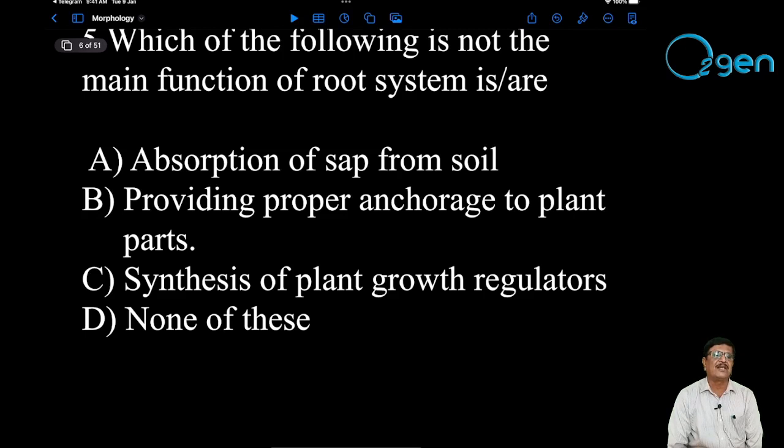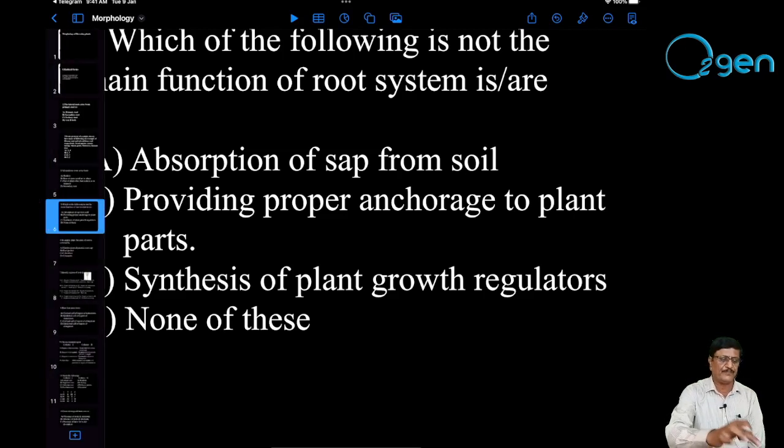correct. Options A, B, C are correct statements. So the not-the-main-function answer is none of these; all are functions of the root. In plant growth and hormones, you will study that the maize plant secretes the hormone zeatin from the root, and kinetin is also produced or synthesized from the root. That's why option C is correct. Not the main function is none of these, all are main functions.